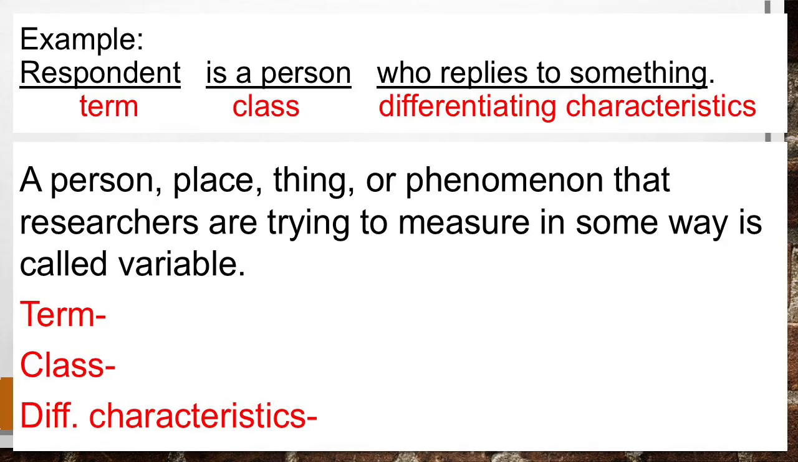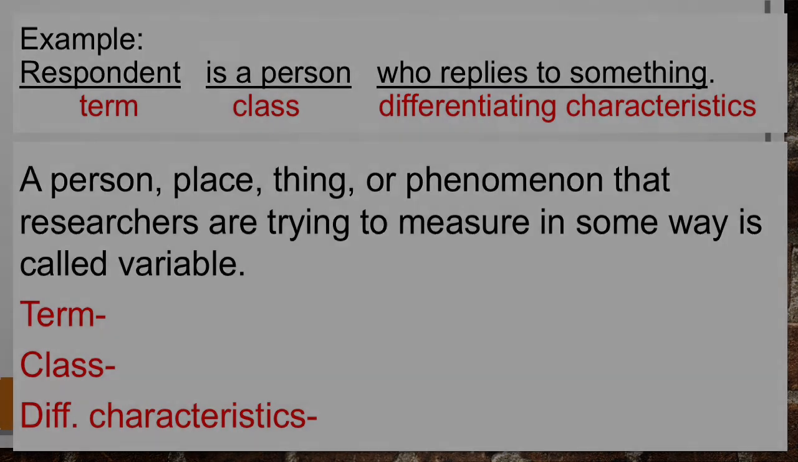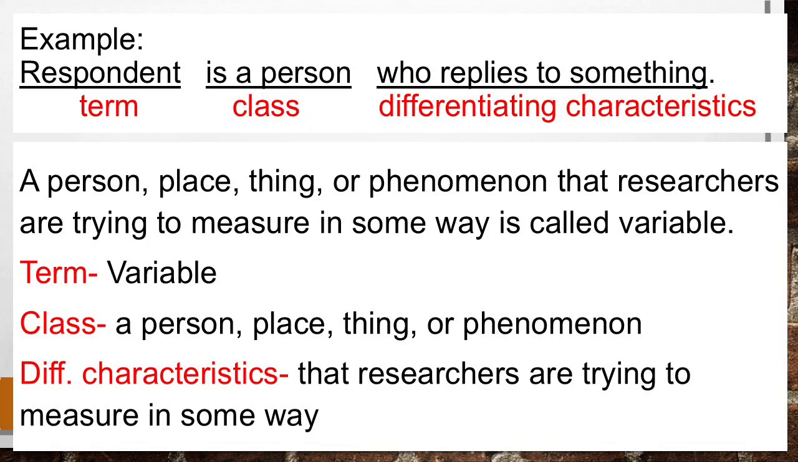And let's have another one. A person, place, thing, or phenomenon that researchers are trying to measure in some way is called variable. So you may now identify the term that is being defined, the class or classification, then the differentiating characteristics of the term that is being defined. And the answers are: for the term, it is variable.